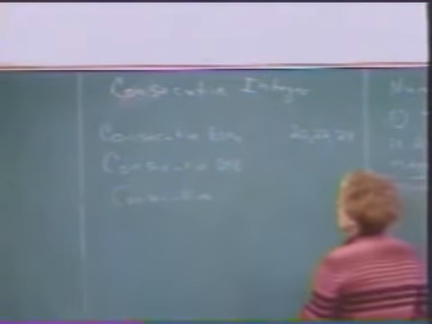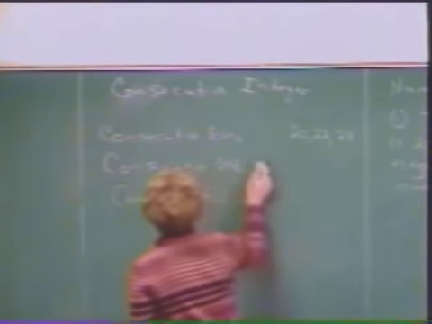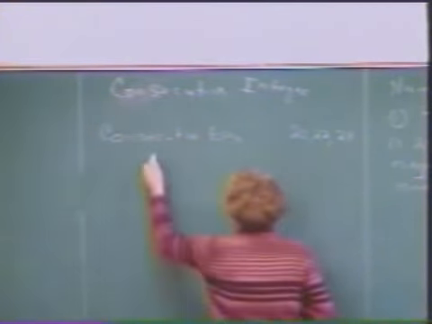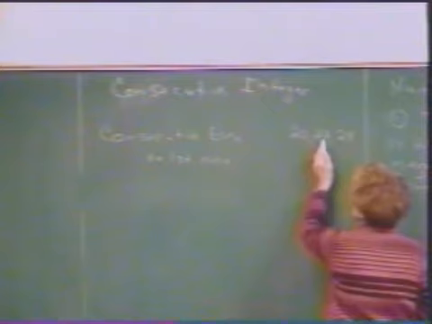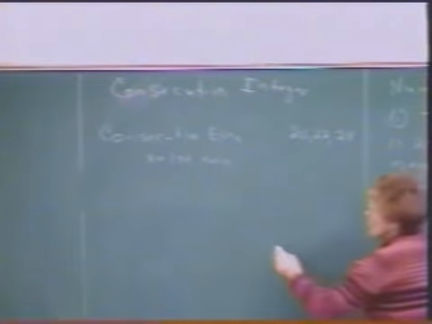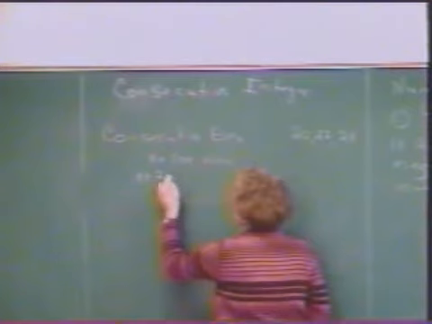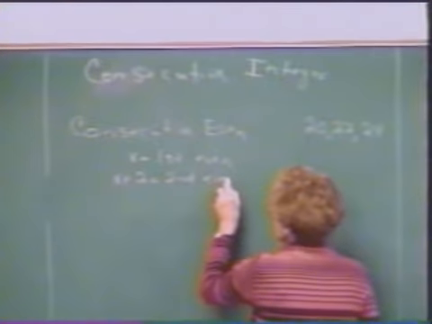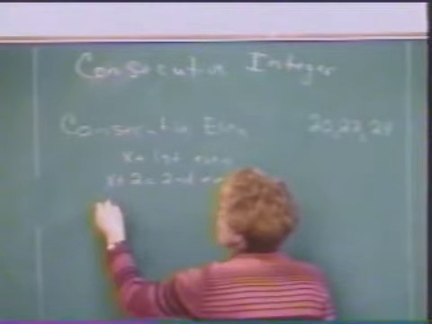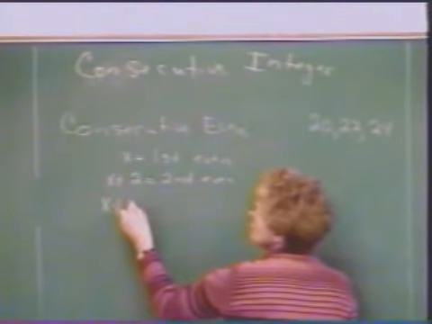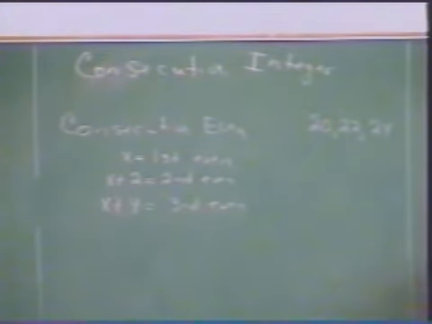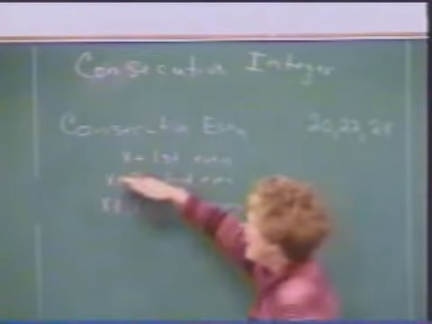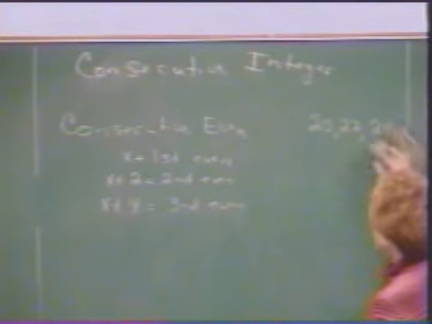If I was going to let x stand for my first one, if I want to let x be my first even one, what would I have to do to that 20 to get 22? Have to add 2 to it. So x plus 2 would be my second even. To get the next one, I've got to add 2 more. So my third one would be x plus 4. Each time you add 2 to what you had before to get the next one. So if you're doing consecutive even, they're going to be represented by x, x plus 2, and x plus 4, if you had 3 of them.